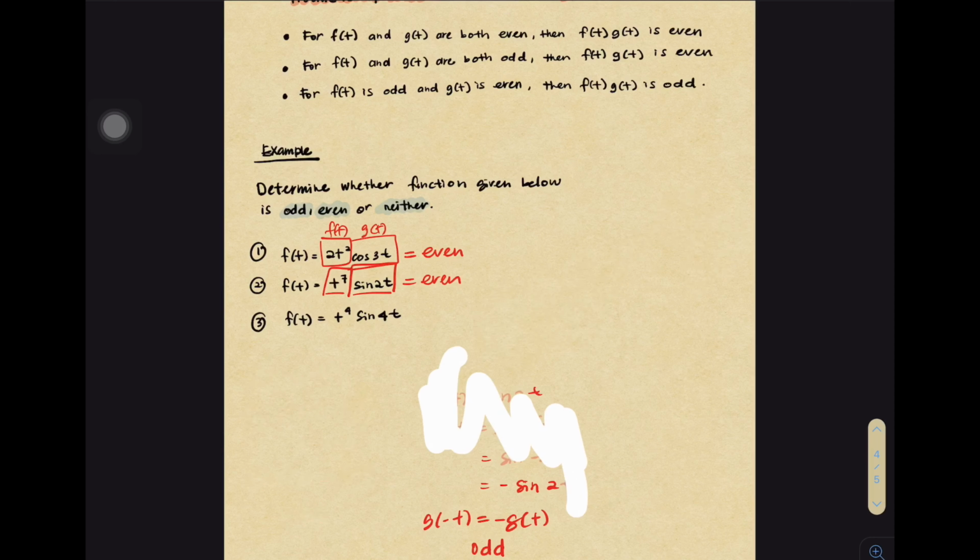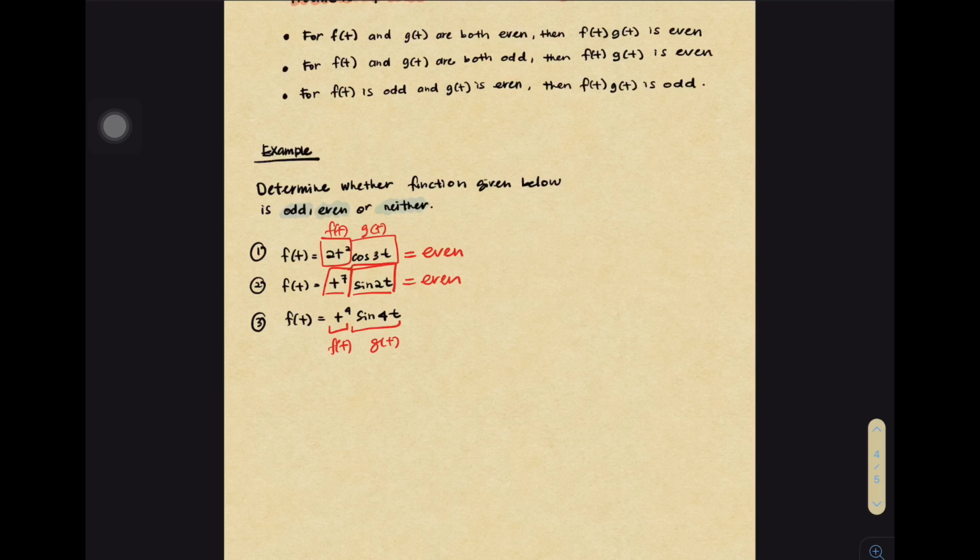Now you have the first function as t to the power of 4, this one is our f(t), and the second function sine 4t, let's say g(t). Let's check them individually. Take f(t) equal to t to the power of 4. So we have f(-t) equal to negative t to the power of 4, which is t to the power of 4, where f(-t) is equal to f(t). Means that our first function here is an even function.